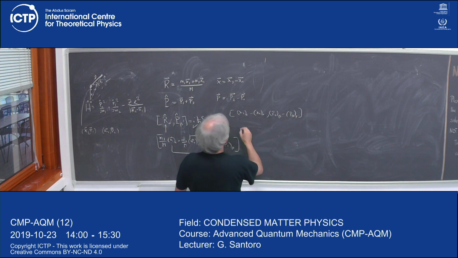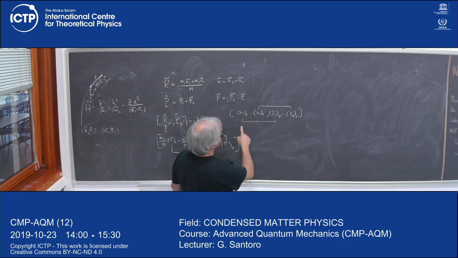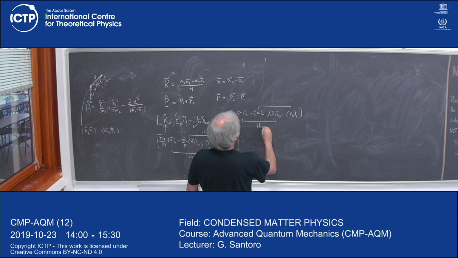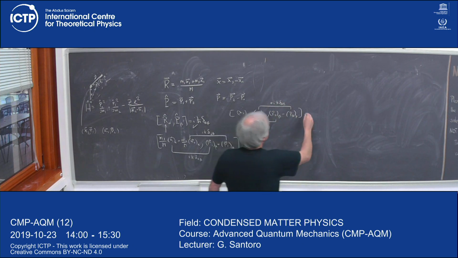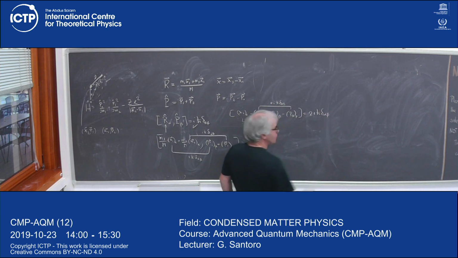Okay, so let's do the commutator. So this with that, and this with that. So the result is i h bar delta alpha beta, minus and minus is a plus, plus i h bar delta alpha beta. So this is 2 i h bar delta alpha beta, not nice.